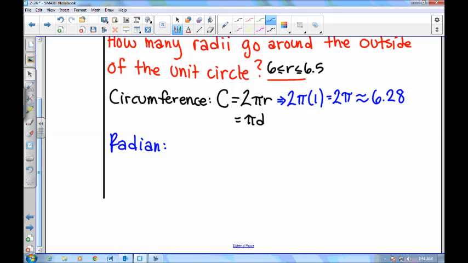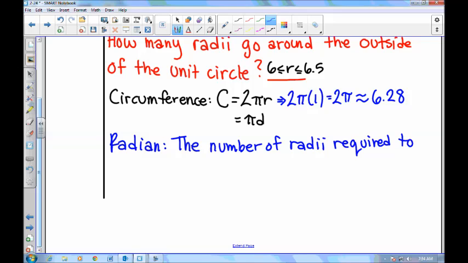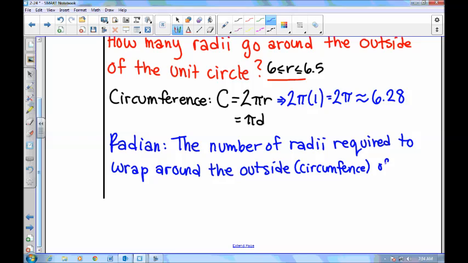A radian is the number of radii required to wrap around the outside of the circle, which is the circumference. The number of radii required to wrap around the outside, or the circumference, of the circle.